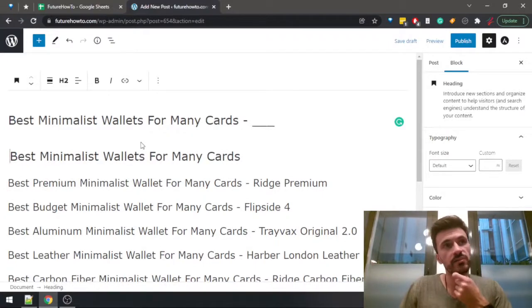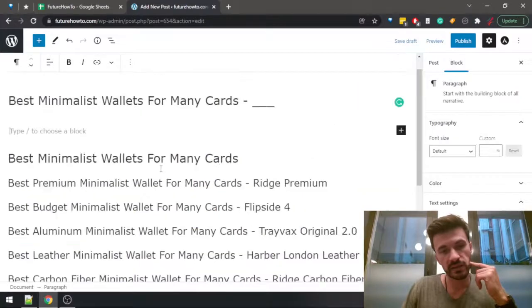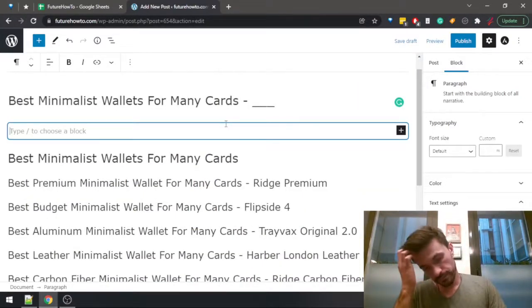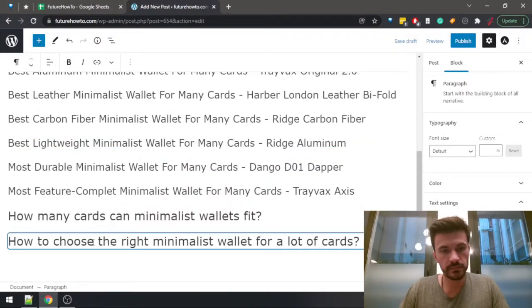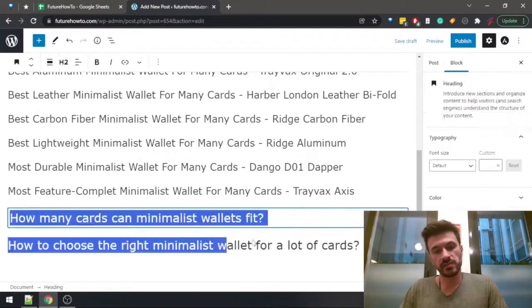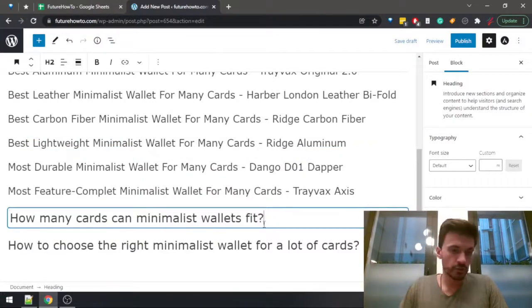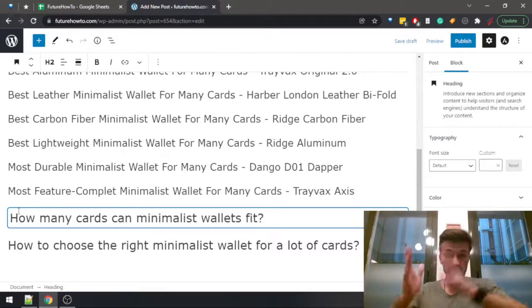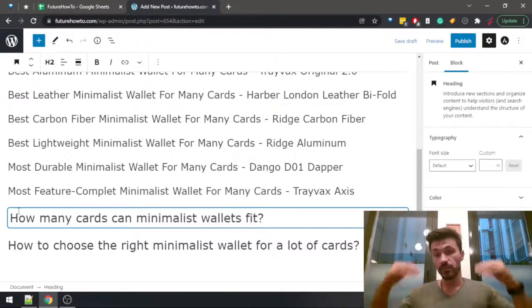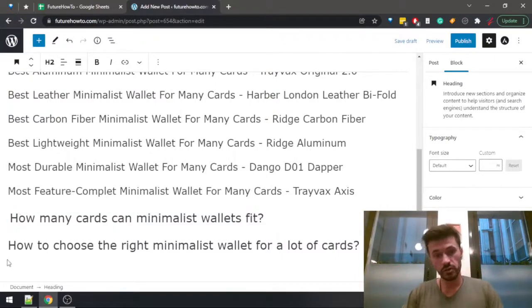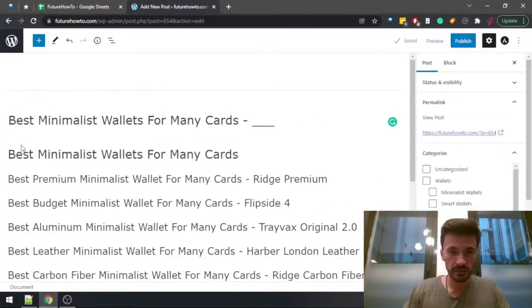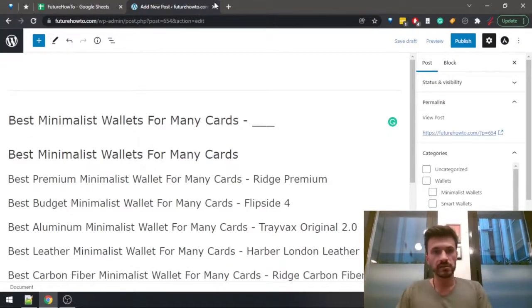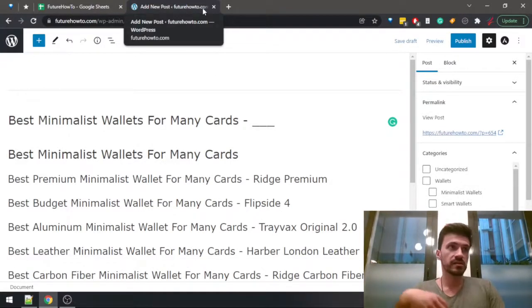So maybe we can say something like this can also go on the beginning of the article, but actually no, I think this kind of covers it. This is going to say pretty much the same thing, that there's an average number of cards that minimalist wallets fit, and that's why we chose these specific wallets, because they fit more than the average. So there's no need for an additional step here that's practically going to say the same thing. But that's a good point to keep in mind.